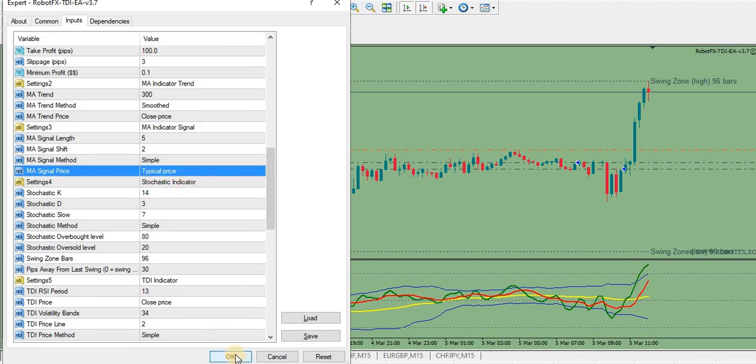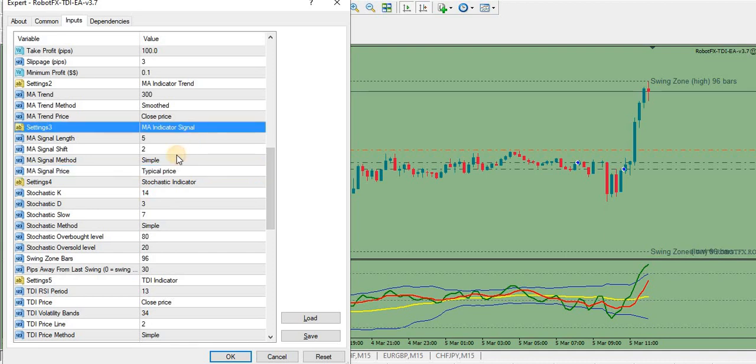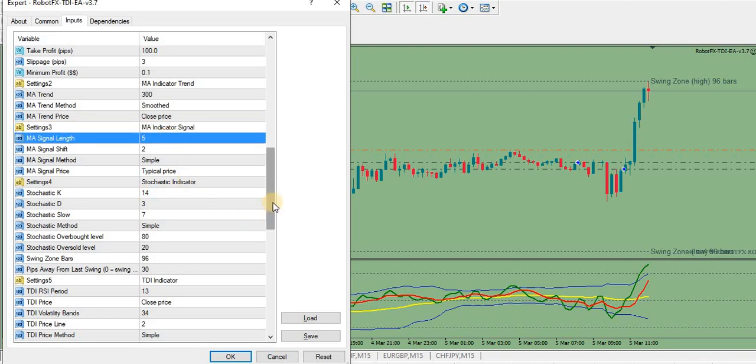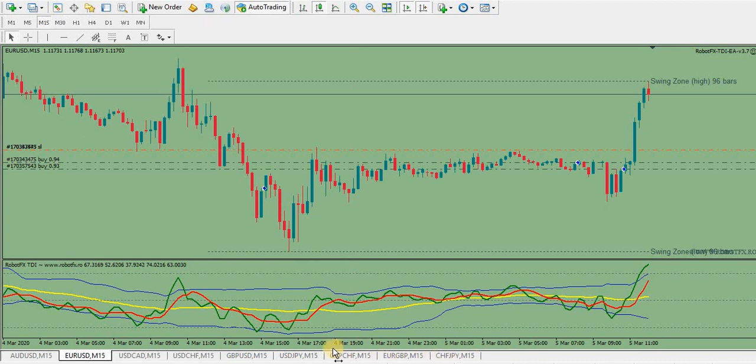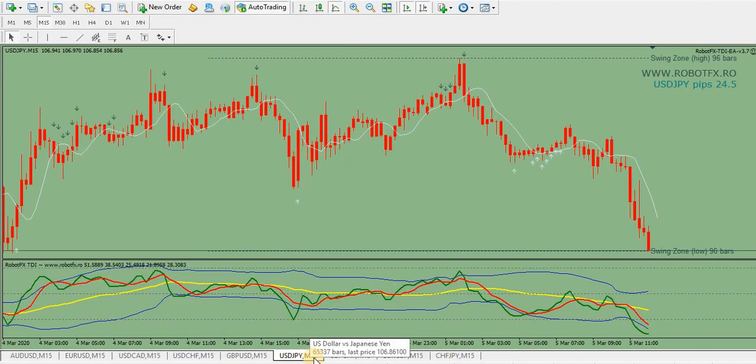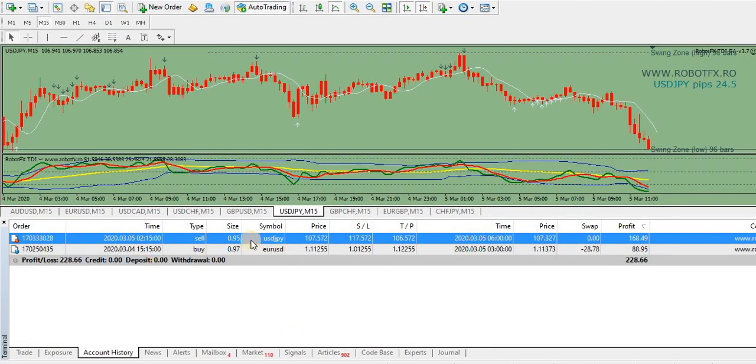And that means that if we use this method as a criteria to close a trade, the expert advisor will close an open trade if the price crosses this moving average. Actually, it happened right now or recently on the USD JPY. I think I've deleted the trade. There it is.